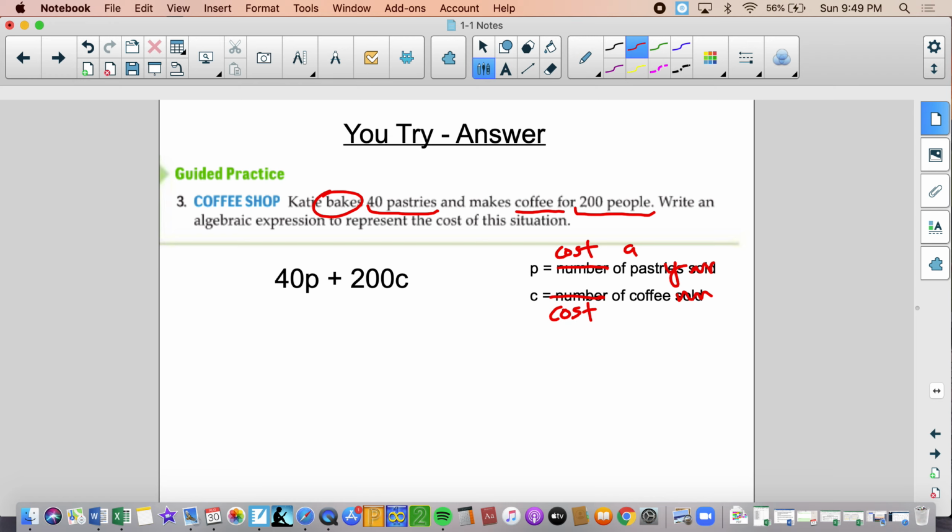So P is the cost of a pastry. So if I sell 40 pastries, it's going to be 40 times P. P represents the cost of one of those pastries, and if I sell 40 of them, I'm going to multiply that single cost by 40. And then if there are 200 people for the coffee, then I'm going to do 200 times C. Notice I use C for coffee, P for pastries. So when I look back at that expression, I know what each variable represents. At least it gives me a little bit of a reminder.